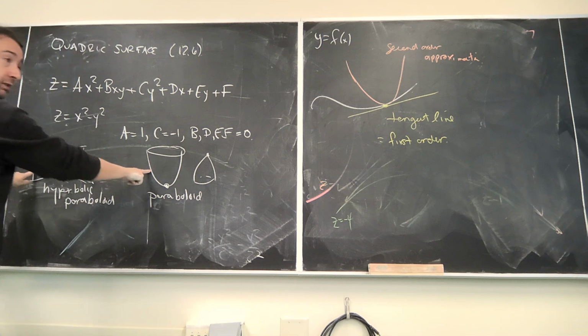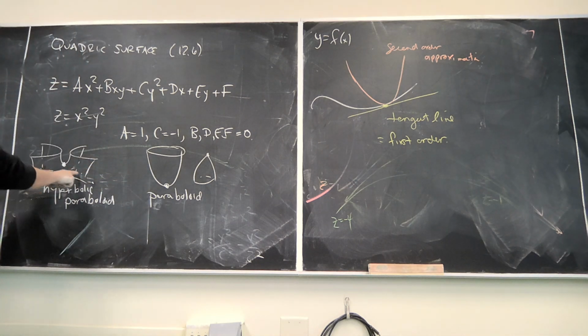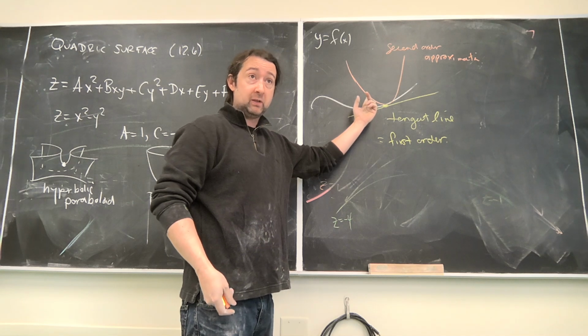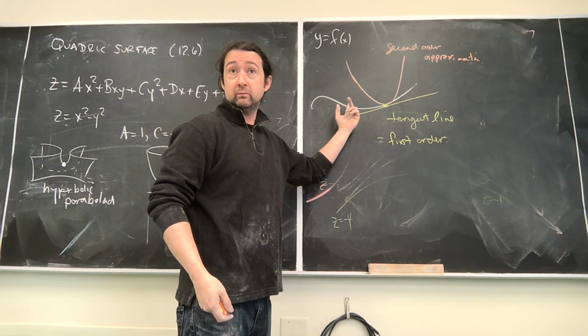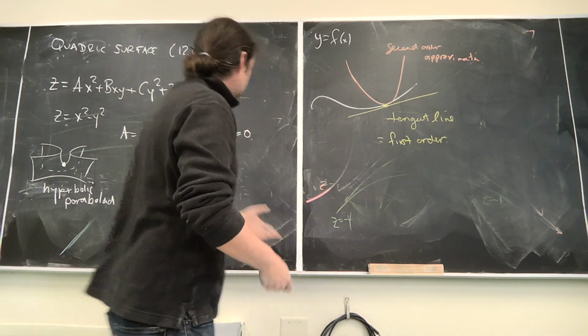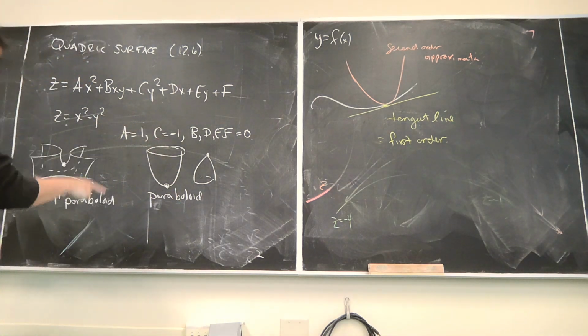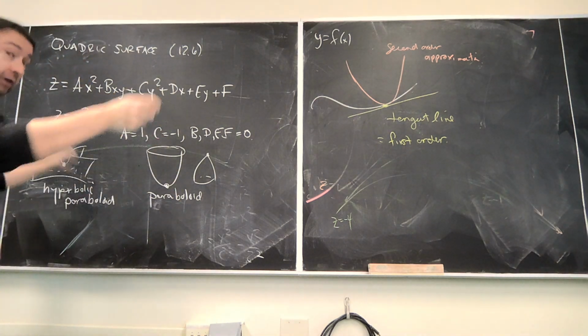These two surfaces, the hyperbolic paraboloid and the paraboloid, play the role of the parabola when we're approximating surfaces instead of curves. So the reason we're spending time on this is when we get into the deeper material, we're going to be using these basic figures to deal with general surfaces.